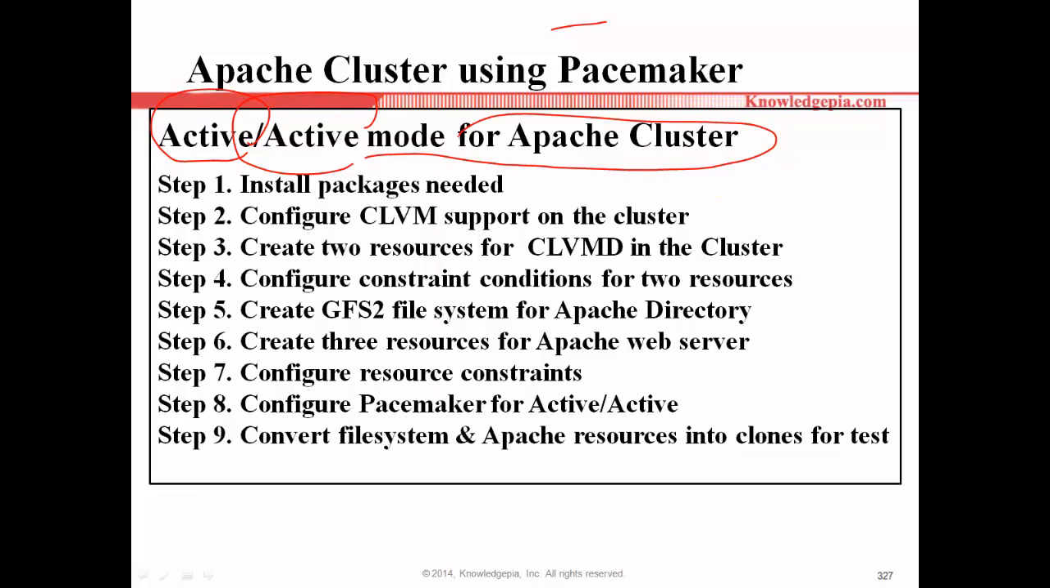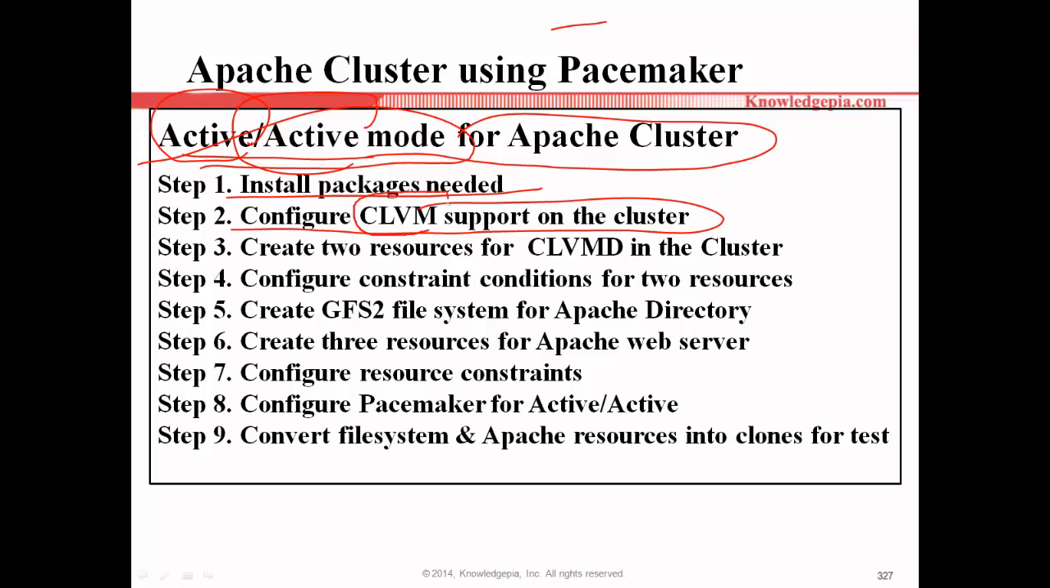In the case of active and passive mode, only one resource will run, on only one host. But in the case of active and active, multiple cluster nodes can run these kinds of resources actively, one per cluster node. So for this kind of configuration, I prefer nine steps. First one, install the packages needed. Second, configure CLVM. For active and active, we will use GFS2.